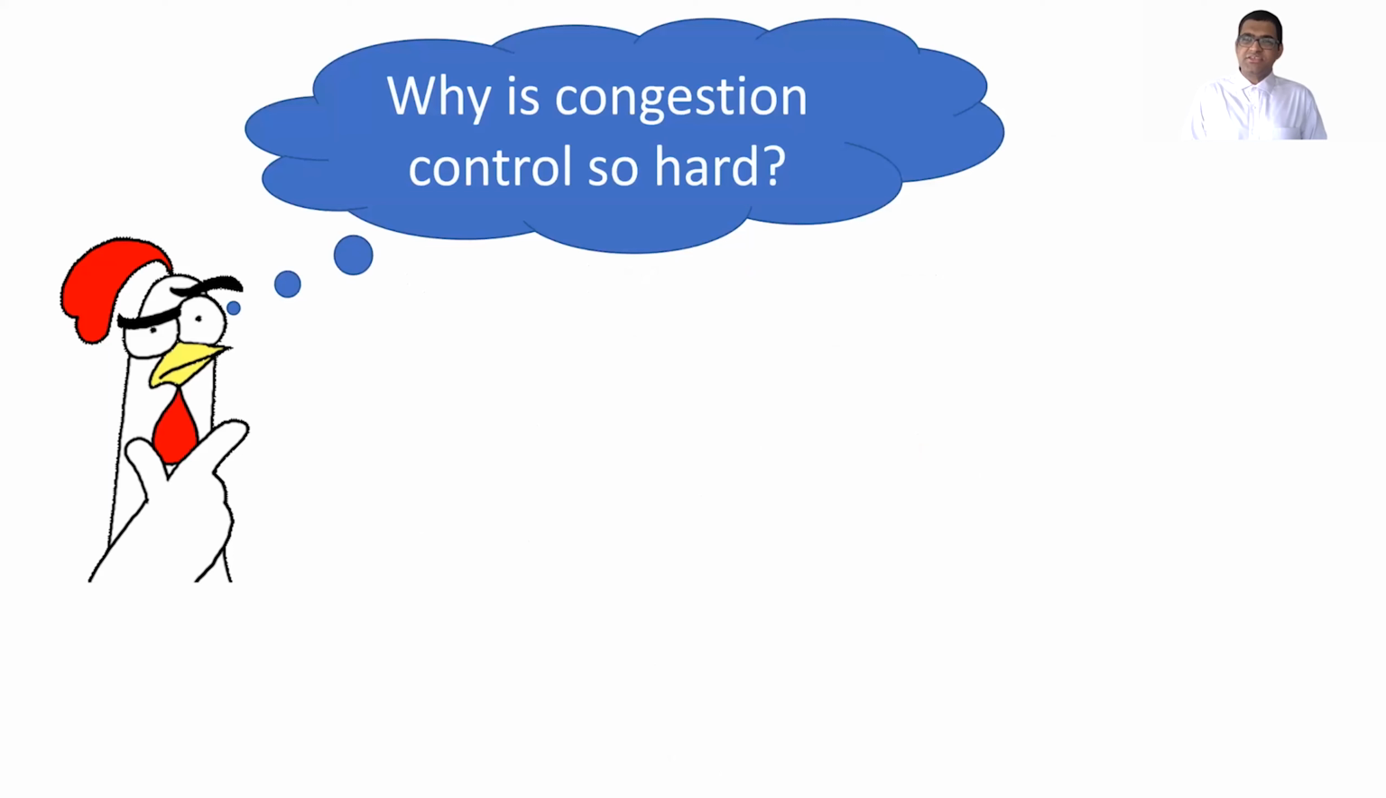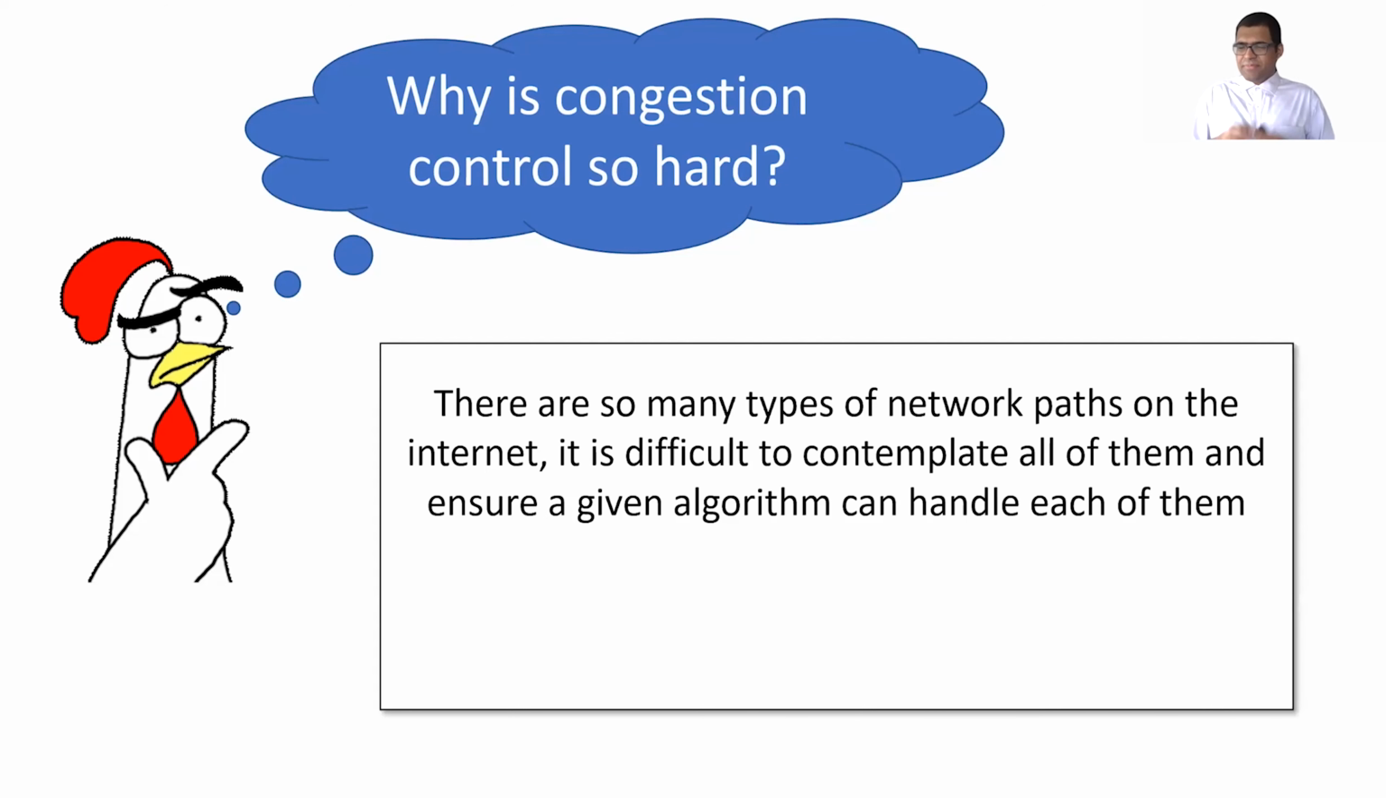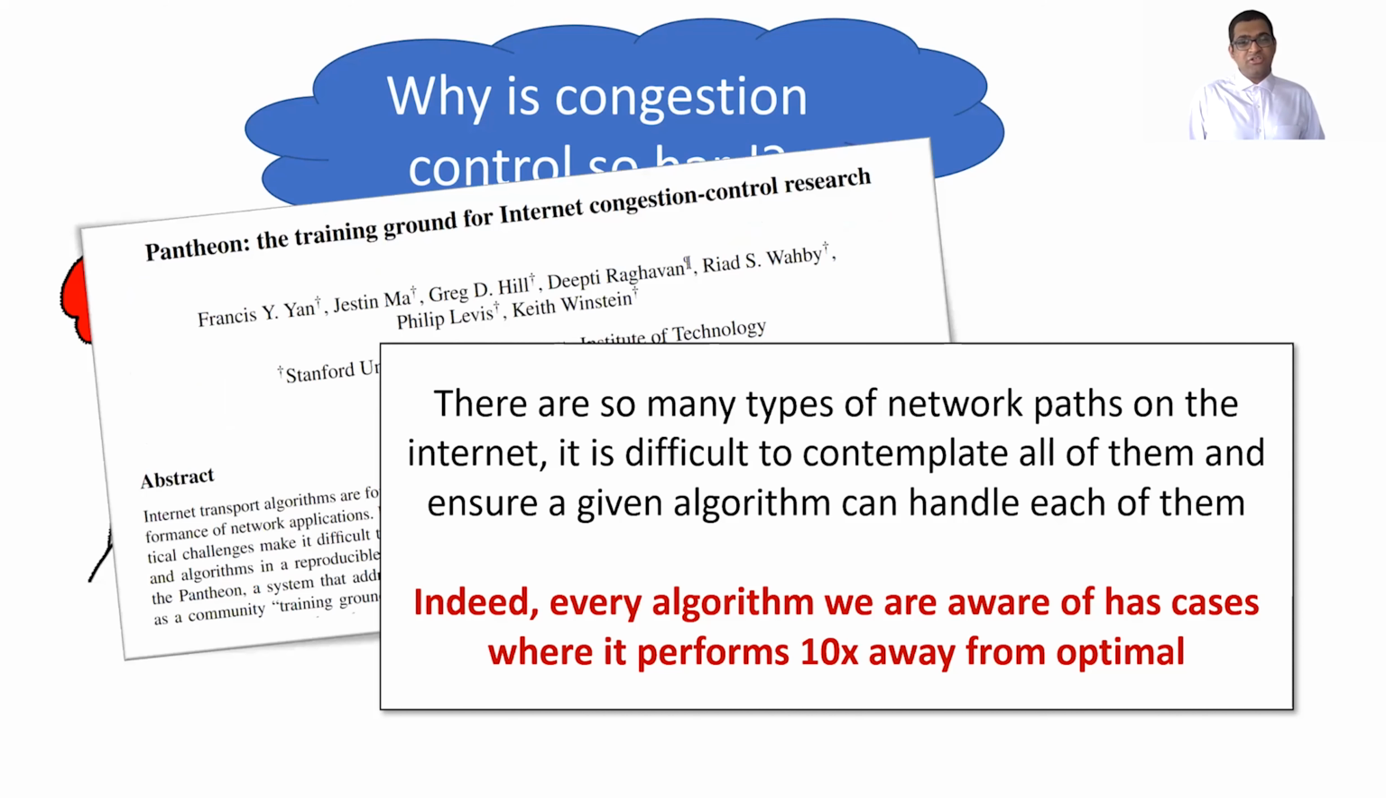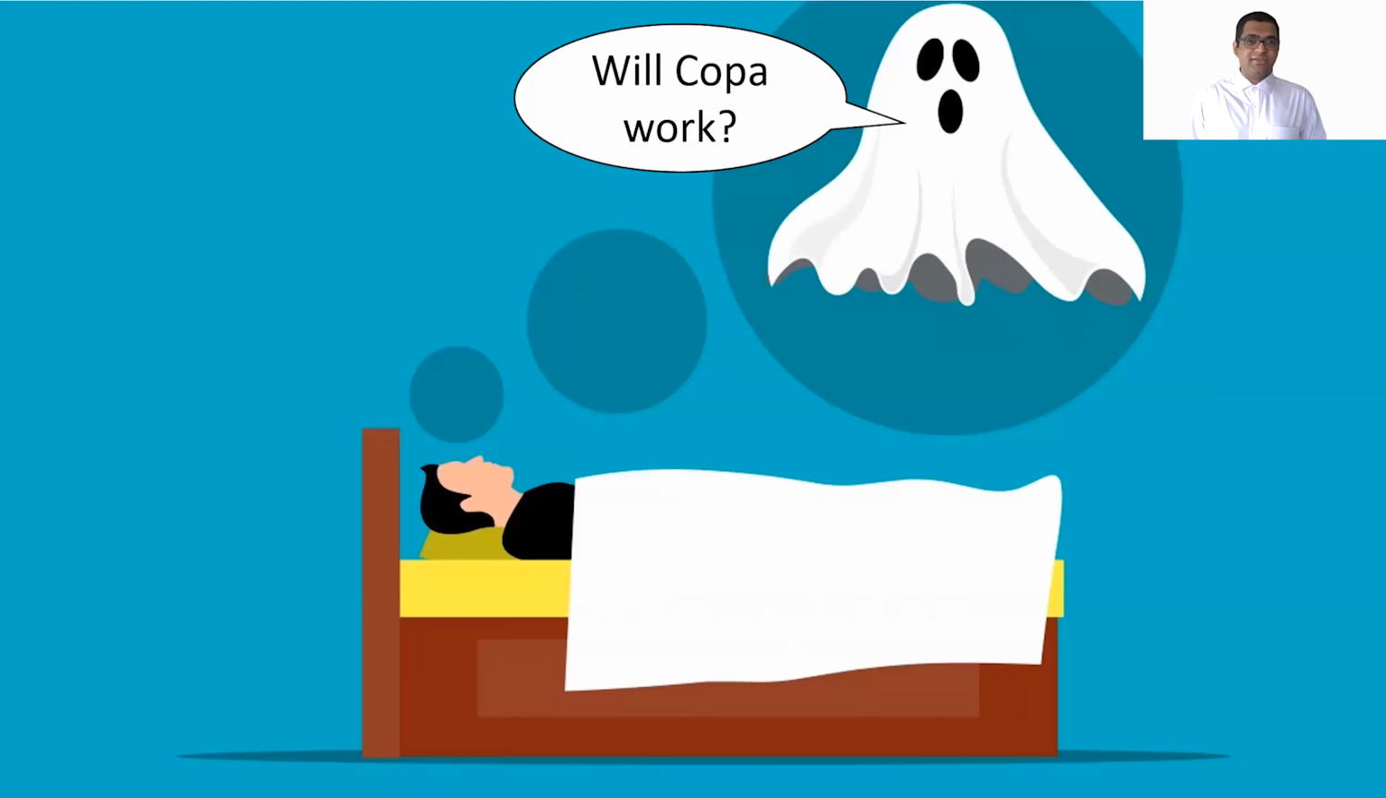So why is congestion control so hard? Well, there are many different types of network paths on the internet, and it is difficult for anybody to keep all of them in their head and ensure that their algorithm can handle all of them. Indeed, for every algorithm that we're aware of, there are network paths where it performs 10x away from optimum. And this is why any paper that proposes a new algorithm is able to find cases where every previous algorithm breaks. This was also the result of a recent empirical study.